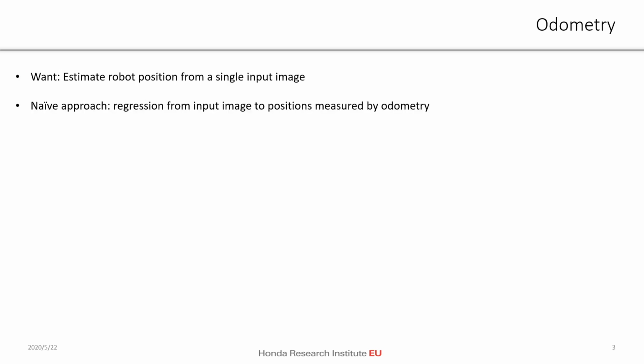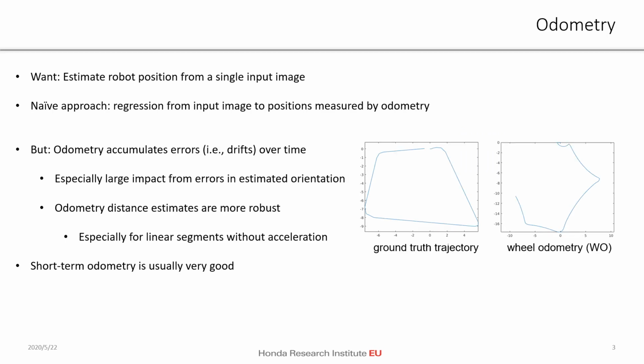When we want to estimate the robot position from a single input image, the naive approach would be to do a regression from each input image to the positions as measured by odometry. However, it's well known that odometry accumulates errors, so it drifts over time. That has an especially large impact for errors in estimated orientation. However, odometry distance estimates between any 2 points are more robust, especially for linear segments where no acceleration takes place.